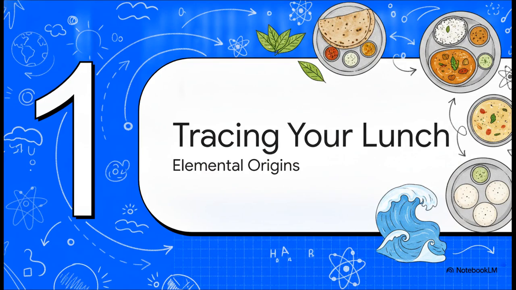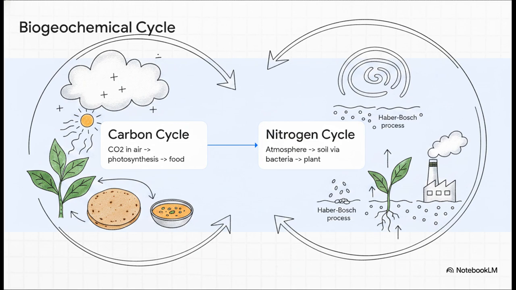Okay, let's dive into this with Section 1, Tracing Your Lunch's Elements. To really understand global systems, we don't actually need to look at a globe right away. Just picture your last meal. Maybe it was a nice warm plate of roti and dal, or perhaps some idli and chutney. Have you ever thought about where the actual physical atoms in that food came from before they ended up on your plate? It's pretty wild.